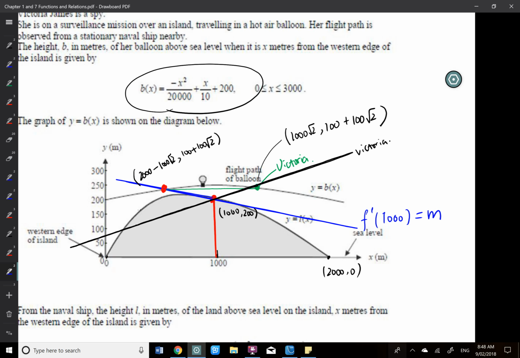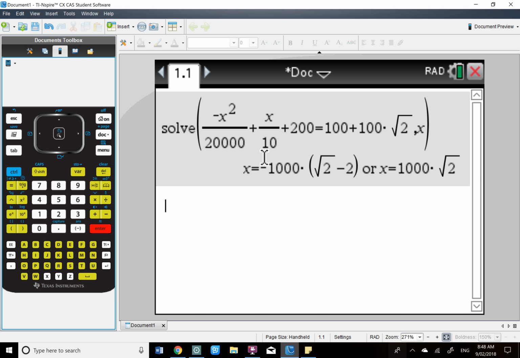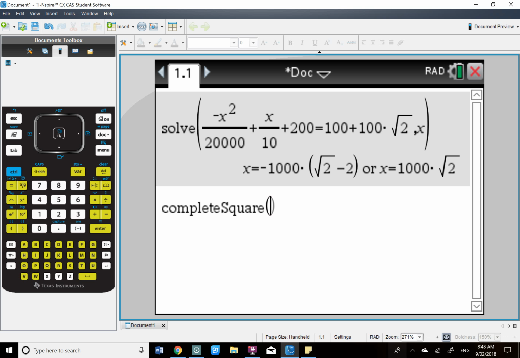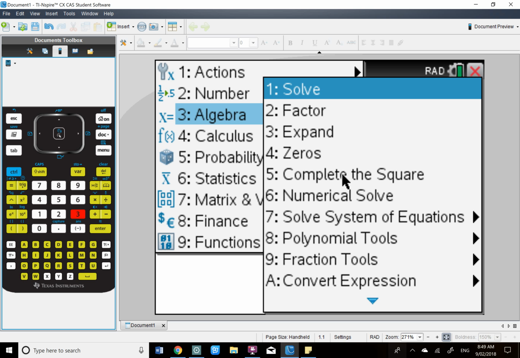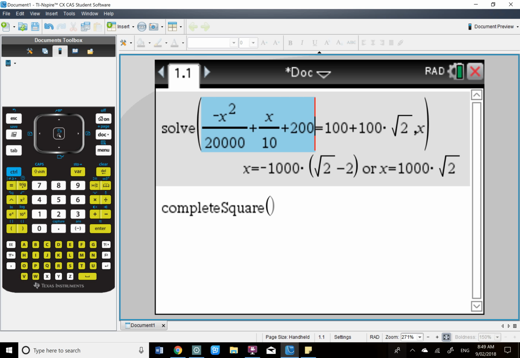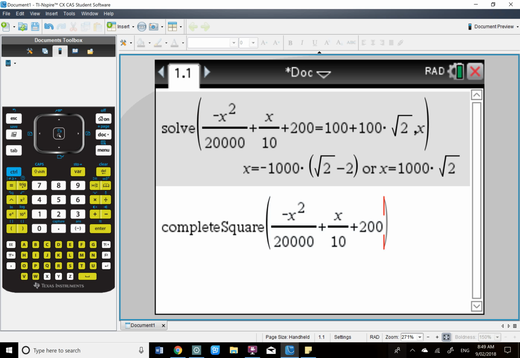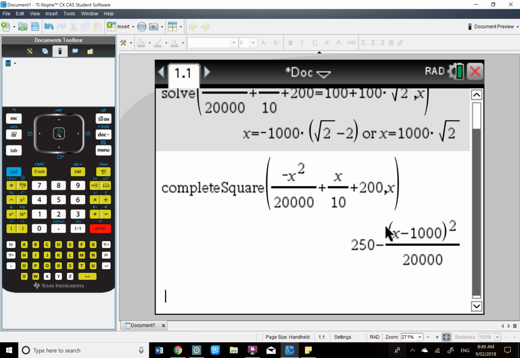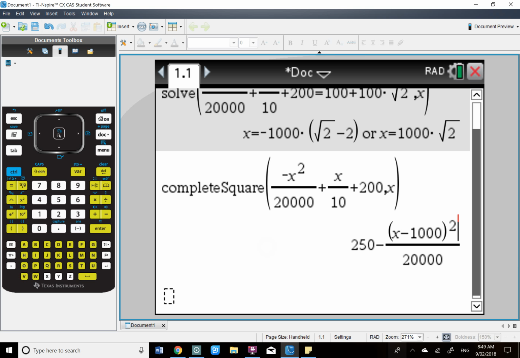Let me introduce another calculator function. I'm not sure if you know this. If you go menu number 3 algebra, there's a function called complete square. Menu 3 and 5, complete square. Why do I need to complete the square? I want to see the turning point. So I'll copy this equation, just this half here. Remember it needs a comma x to indicate that the variable is x, and press enter to complete the square for you.